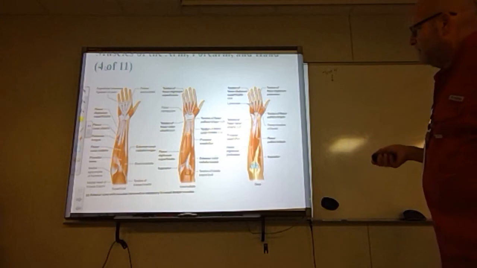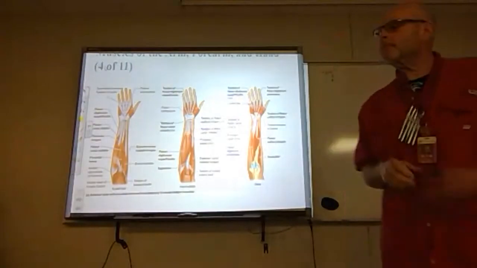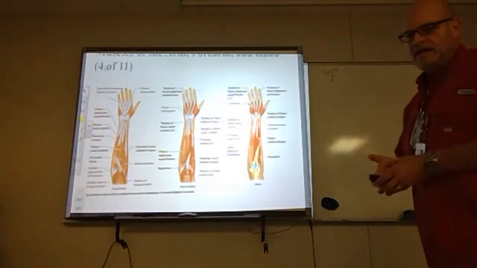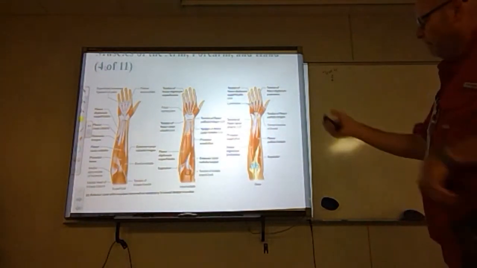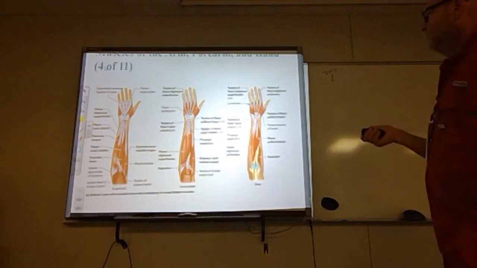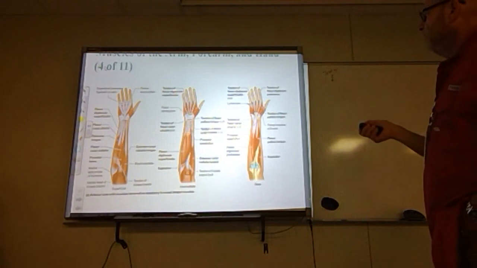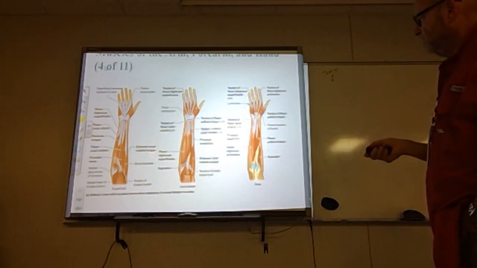Pronator teres is there. Then this is looking at the hand this way. Then this one is looking at the hand this way, or the arm and hand. In other words, this is the underside of the arm. This is the outside of the top of the arm. There's the flexor retinaculum, the tendon for the flexor digitorum superficialis muscles, the tendons of the flexor pollicis longus muscles, pronator quadratus muscle, tendon of flexor carpi radialis.